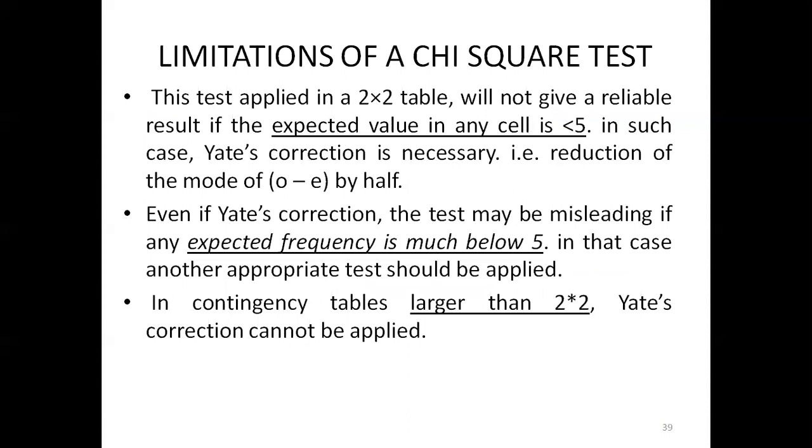Now comes what are the limitations. The test can be applied in a 2 by 2 table, and will not give a reliable result if the value in any cell is less than 5. So if the observed value of any cell is less than 5, then this test is not correct. We should apply the Yates correction. What is Yates correction? You do not need to go into its detail, okay. At your level you should know this only.